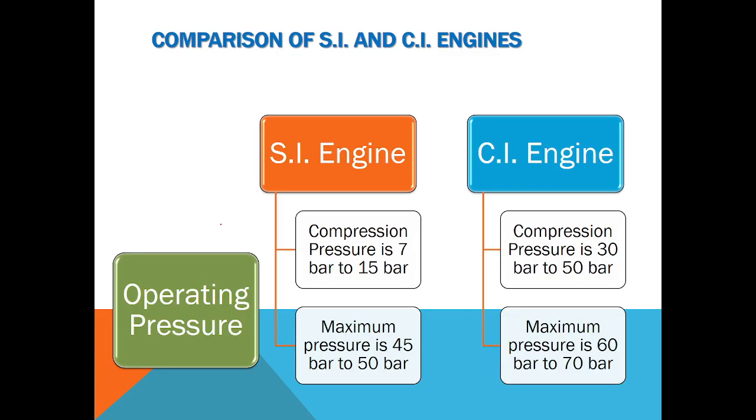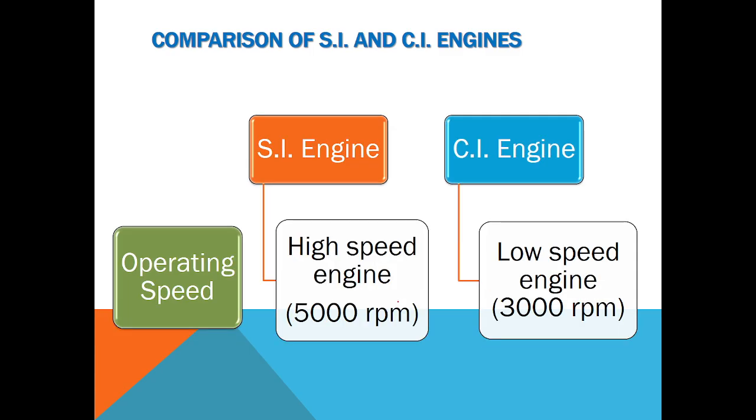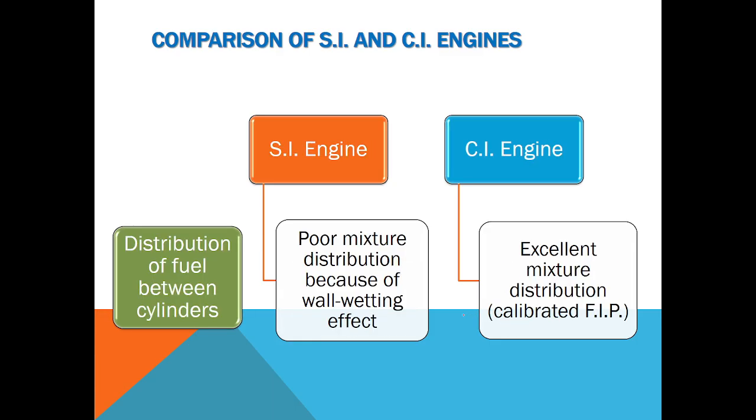The operating pressure in SI engine: the compression pressure is from 7 to 15 bar. The maximum pressure may be up to 50 bar. In case of CI engines, the compression pressure varies from 30 to 50 bar and the maximum can be up to 70 bar. In case of knock, in case of detonation, no doubt the pressure rises above the maximum pressure value also. The operating speed: all the SI engines are actually high speed engines and all the diesel engines or the CI engines are actually low speed engines.